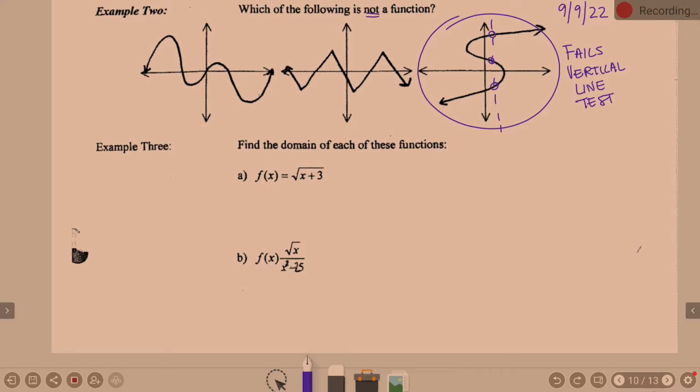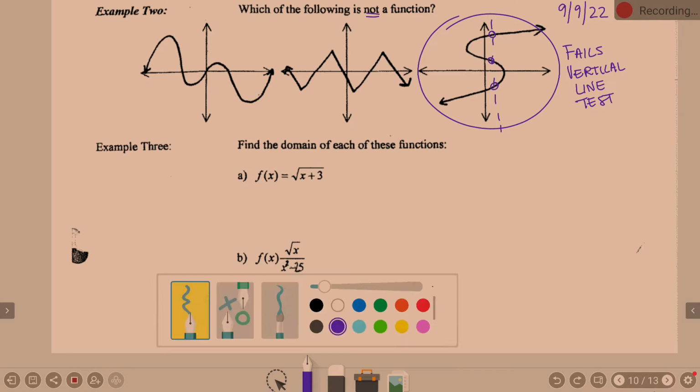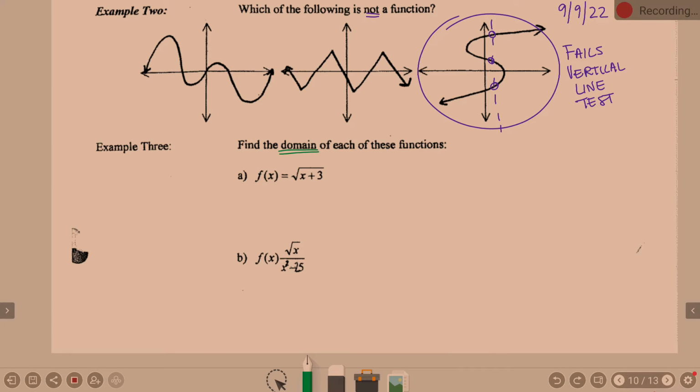We're going to talk about domain. So, example 3, find the domain of each of these functions. And there's a couple different ways we can look at this. Now, first of all, when we talk domain, remember we are talking about the x values. So if you know what the graph looks like, that makes it really easy.